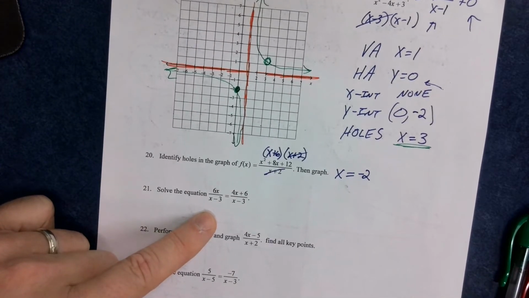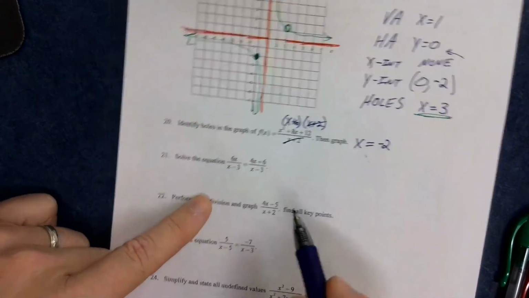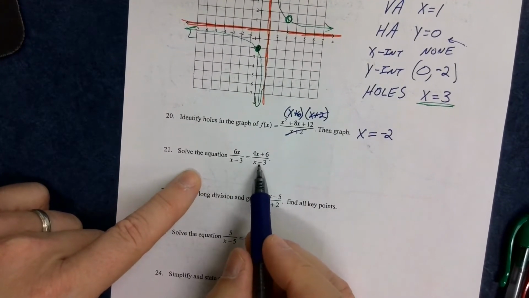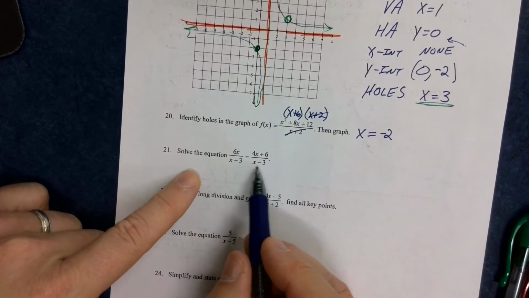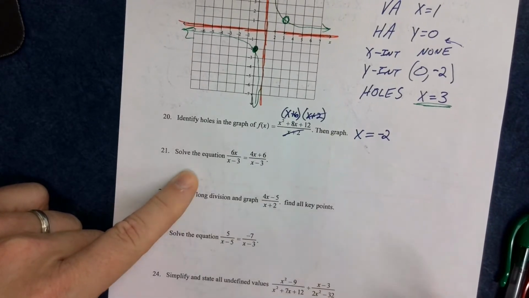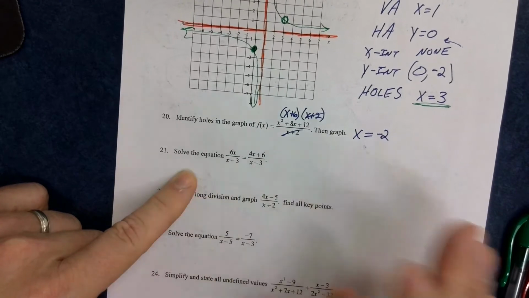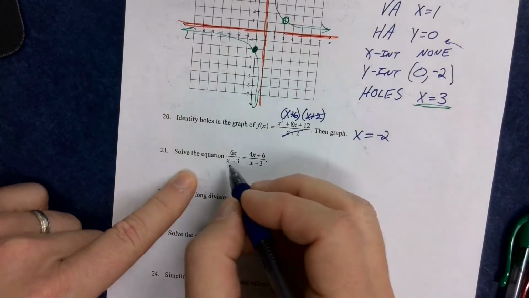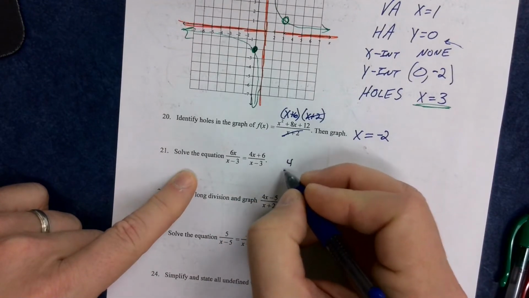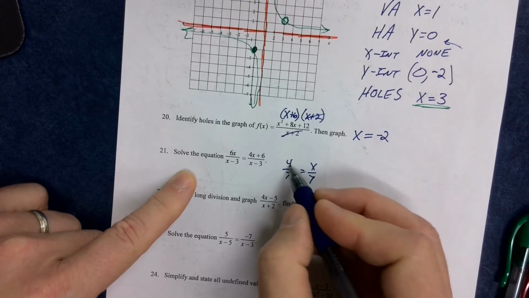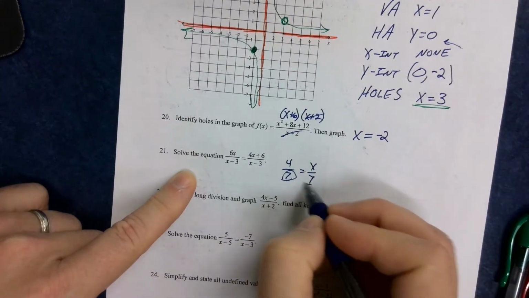Okay, here, number 21. This is solving a rational equation. Now, this could be an x plus 2, and if this was an x plus 2 or an x plus 4 or anything but x minus 3, you simply would cross multiply to solve this equation. I don't need you to solve by cross multiplication. What you can do here is that, just like this, if it was 4 over 7 equals x over 7, then you'd know that 4 has to equal x because the denominators are the same.